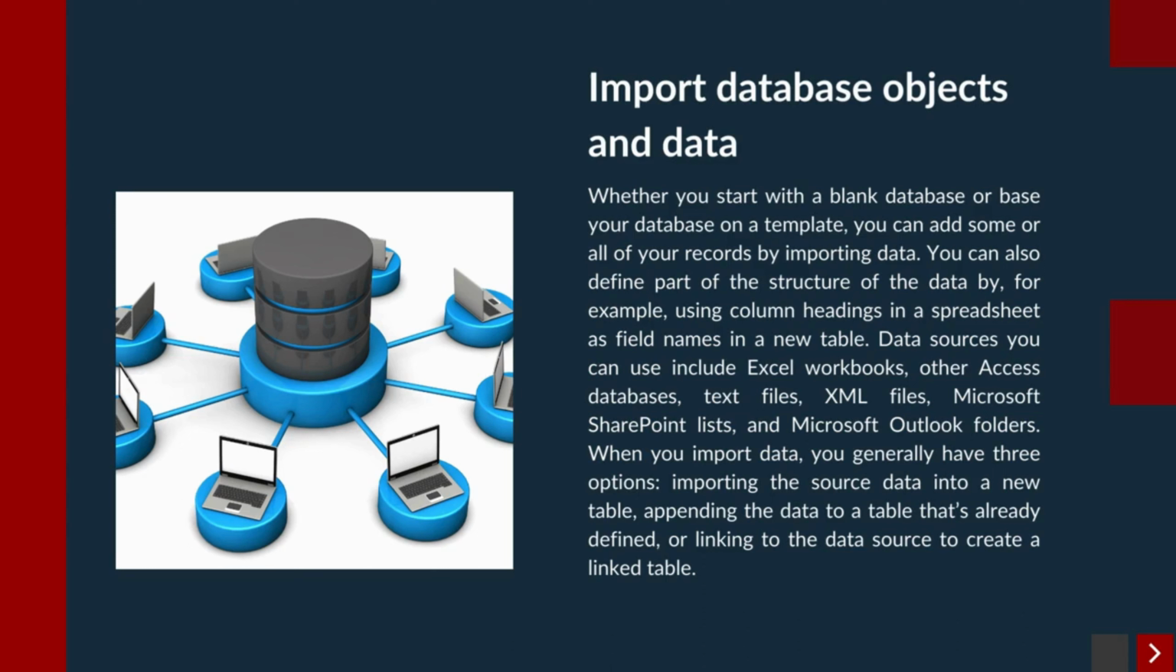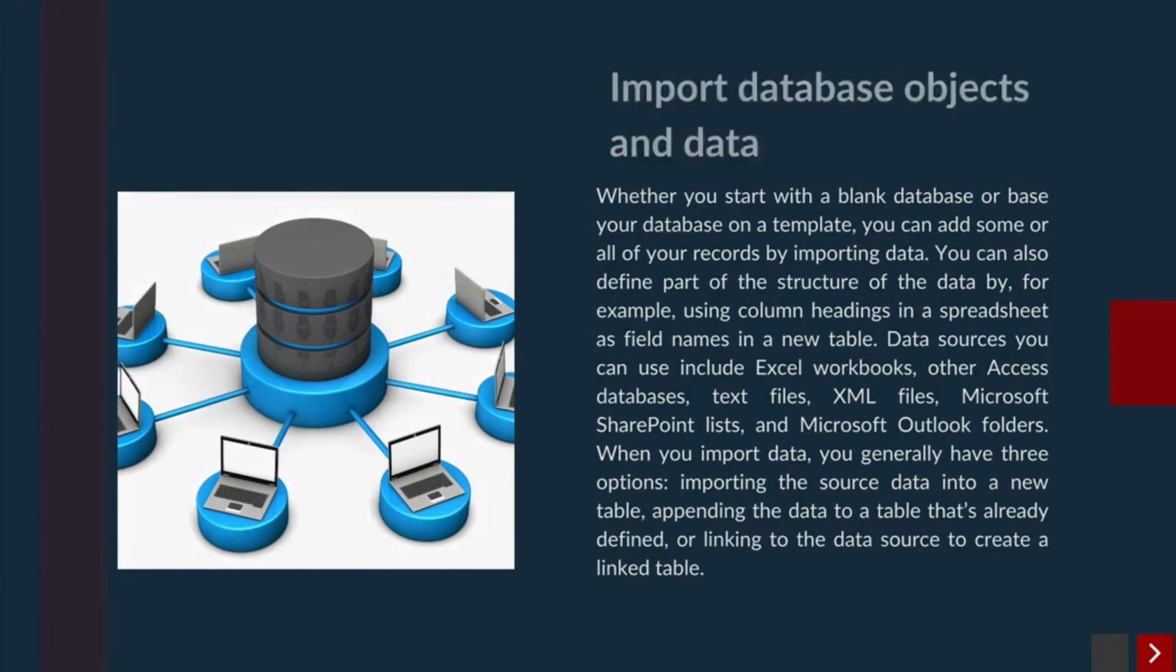Data sources you can use include Excel workbooks, other Access databases, text files, XML files, Microsoft SharePoint lists, and Microsoft Outlook folders. When you import data, you generally have three options: importing the source data into a new table, appending the data to a table that's already defined, or linking to the data source to create a linked table.